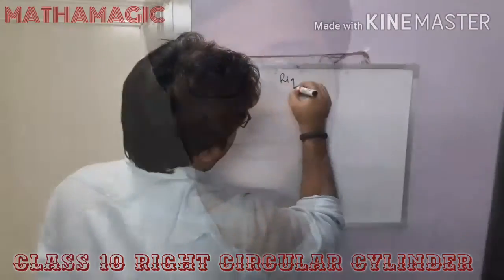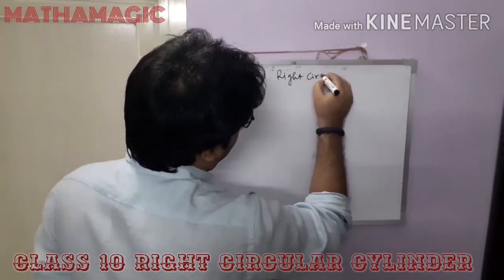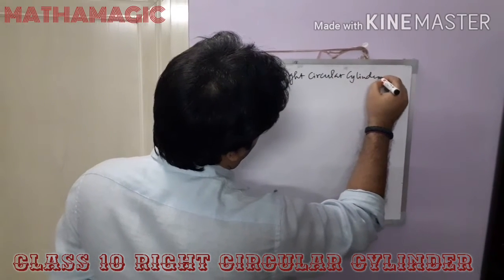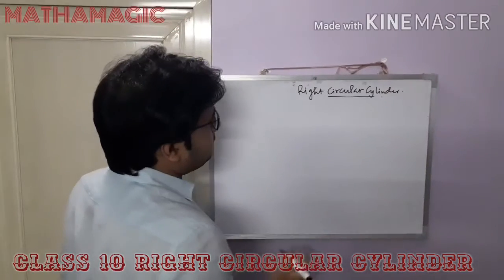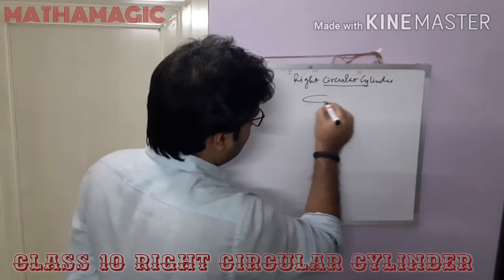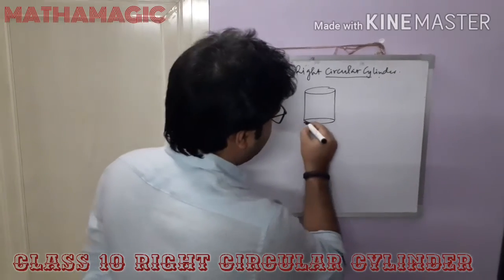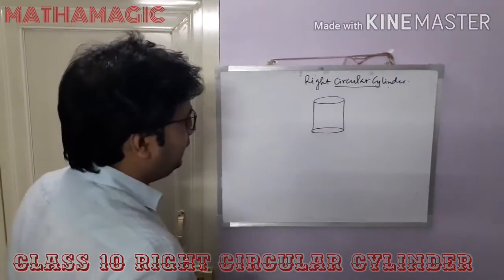Hope it will be helpful for understanding and solving problems related to the right circular cylinder. Let's start with the right circular cylinder. In the case of a right circular cylinder, it looks like this. This is the basic form of a right circular cylinder.